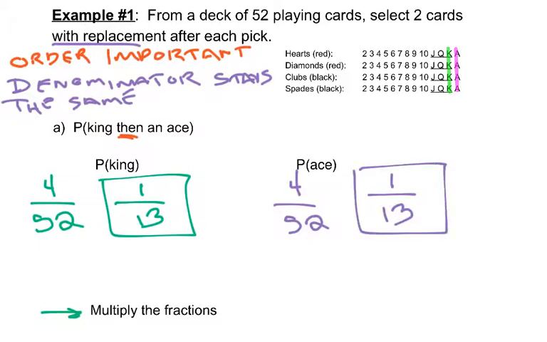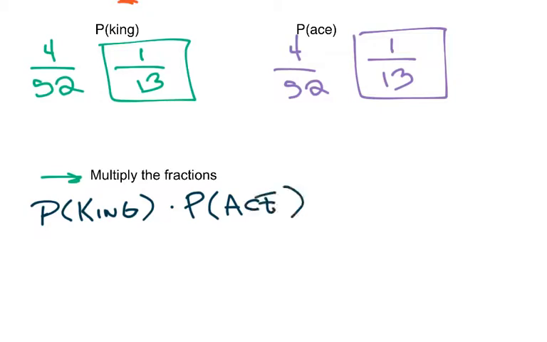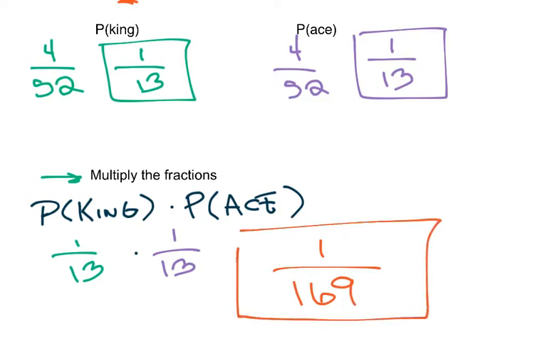Next, what we have to do is calculate the overall probability of selecting a king and then an ace. To do that, we're going to multiply the probability of a king by the probability of an ace. And that's in order, with replacement. So that's 1/13 times 1/13, giving us a total probability of 1/169. Again, leave it as a simplified fraction and never turn it into a percentage.